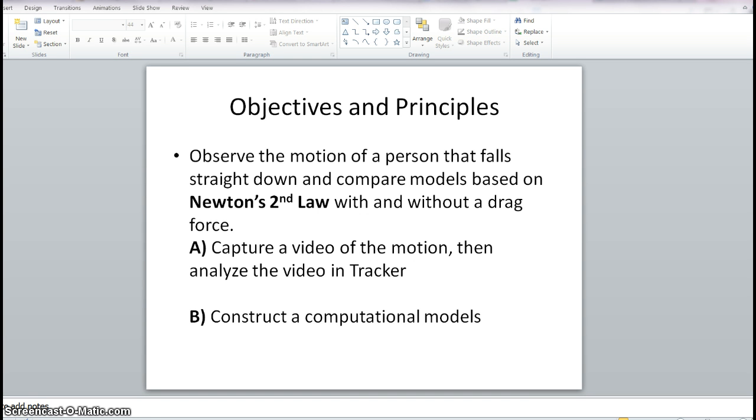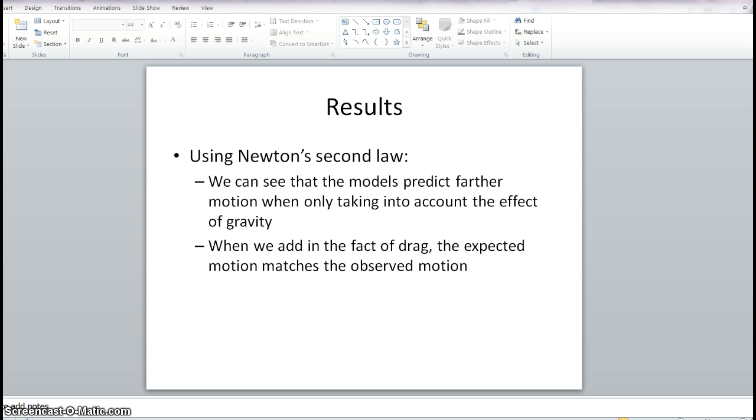based on Newton's second law that included drag in one of them and only included the weight force of gravity in the other one. I captured the video of the motion and analyzed the video in Tracker to get the position of the person. I then constructed computational models to display this. Using Newton's second law, we can see that the model predicts farther motion when only taking into account the effect of gravity. When we add in the effect of drag, the expected motion matches the observed motion.